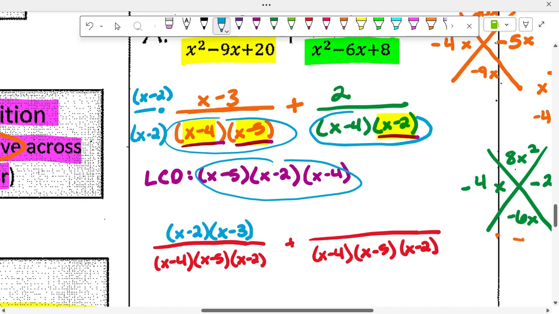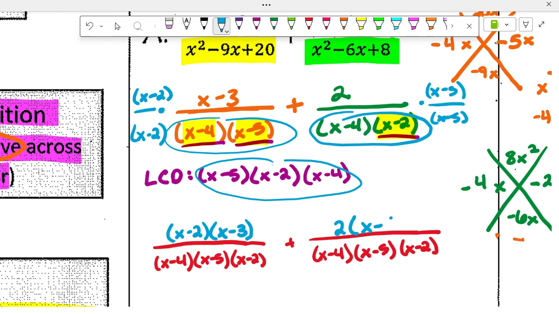Look at the second. If we look at this denominator, what is missing between that denominator and the LCD? X minus 5. So we're going to multiply the top and the bottom by x minus 5. So that'd be 2 times x minus 5. And we already have the denominator.